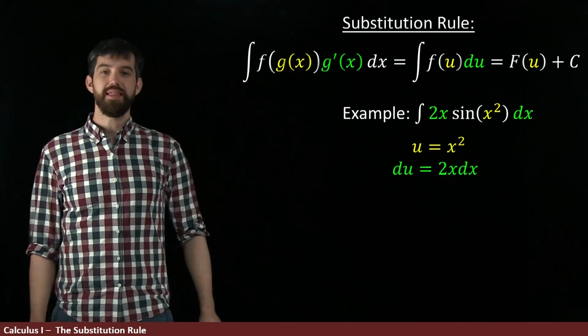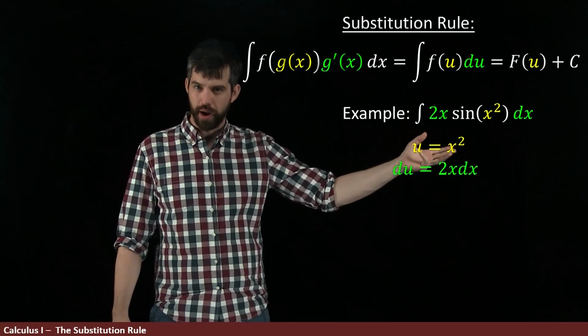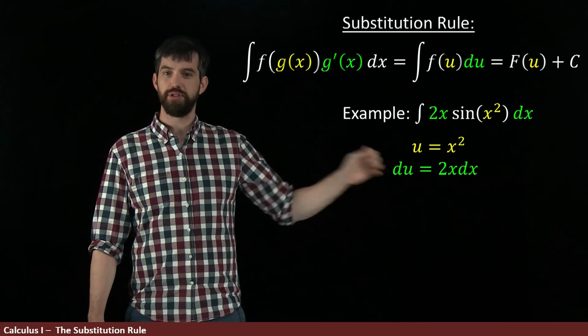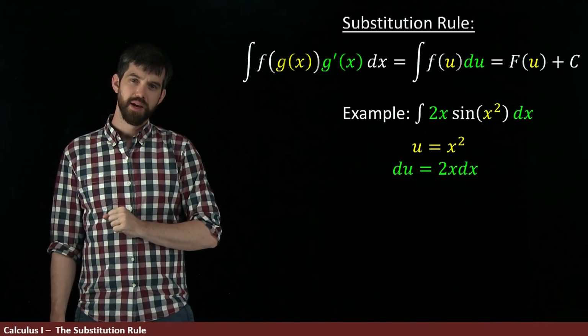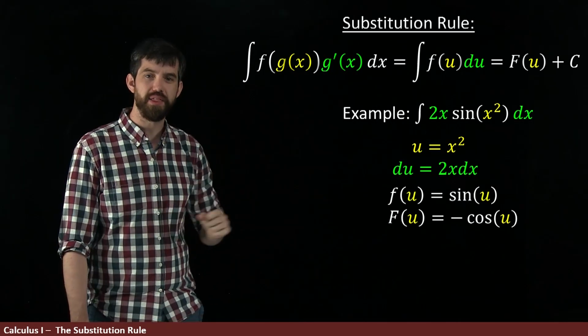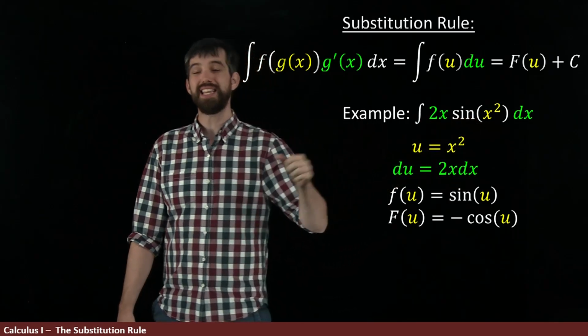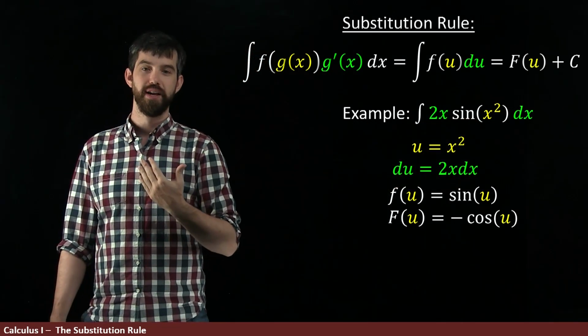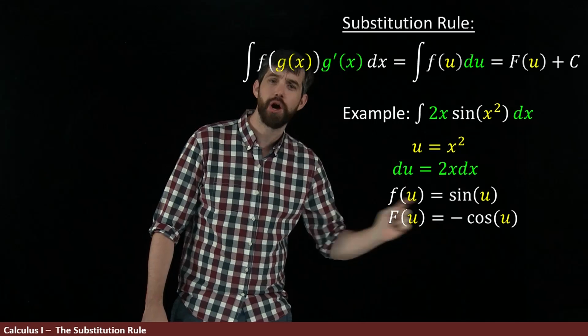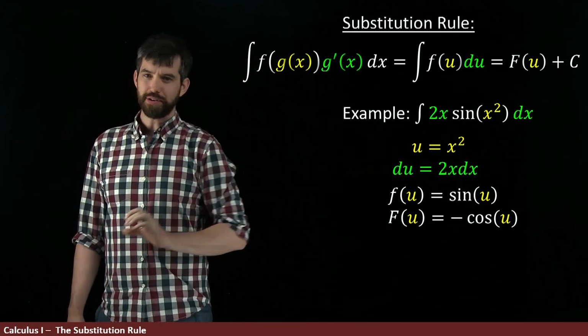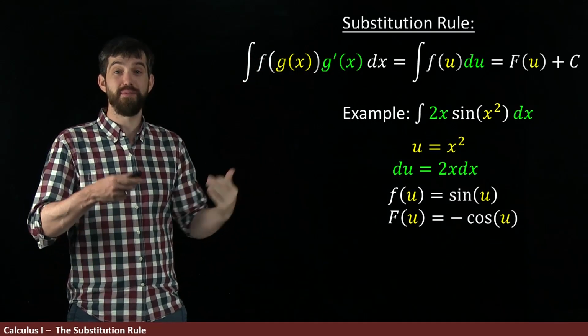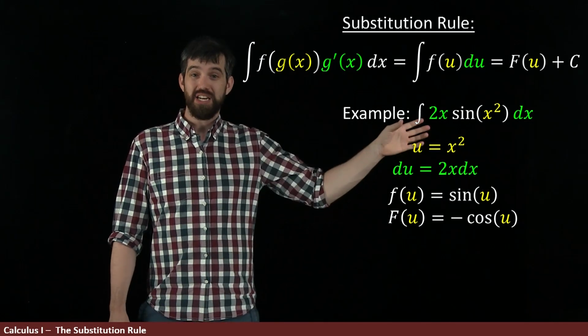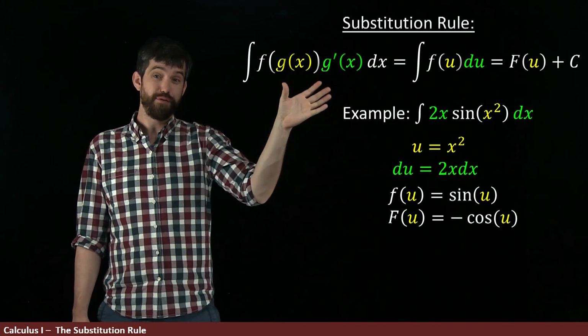So I'm going to set my u equal to x squared. I'm going to set my du equal to the 2x dx. My function is going to be this sine of u, and I know the antiderivative of sine is going to be minus cosine of u. So I've gone off to the side here and collected all the relevant pieces of information. So it now looks like something of this form.